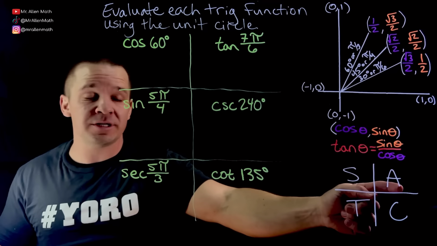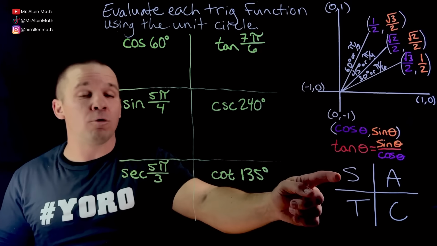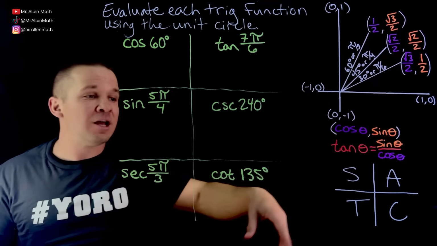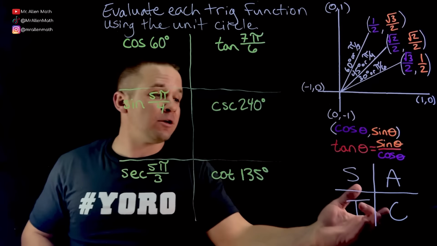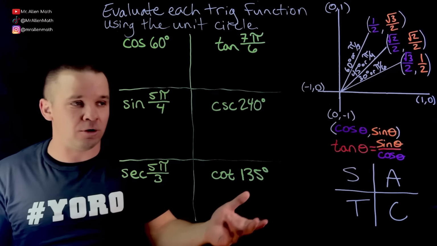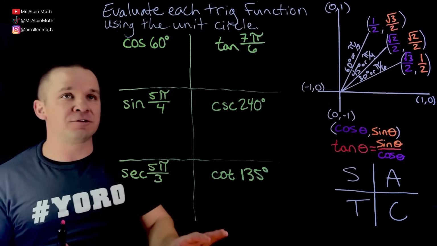In the first quadrant, all of my trig functions are positive. In the second, sine and its reciprocal cosecant will be positive, and the others will be negative. In the third, tangent and cotangent are positive, and the rest will be negative. And then cosine and secant, its reciprocal, will be positive in the fourth quadrant, while the others will be negative. All right, enough talking. Let's get going.